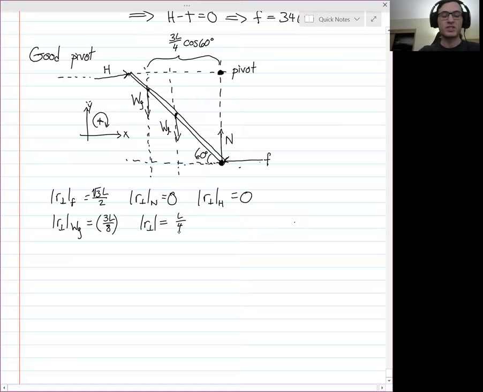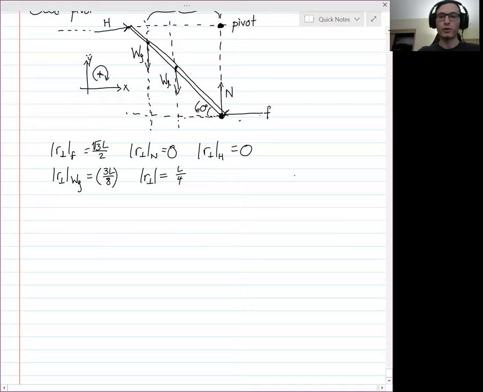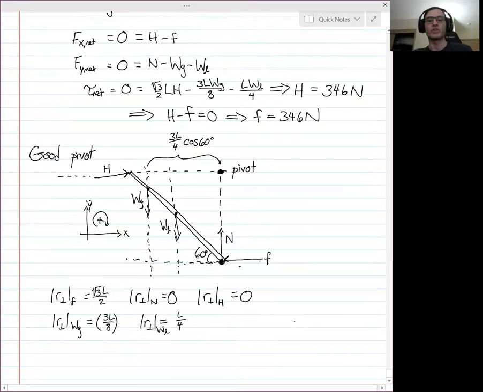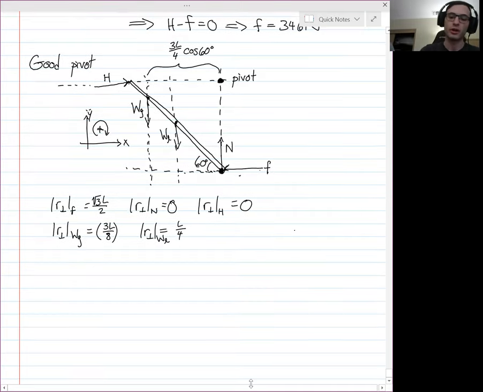All right, so now we can compute the torques, and by the way, let's look at what terms are going to contribute to the torques. Neither the normal force nor the horizontal force will contribute to the torque because they have zero moment arm. So the only things that contribute to the net torque are the weights that we know and the frictional force that we don't know. So we can completely ignore figuring out what the other forces are.